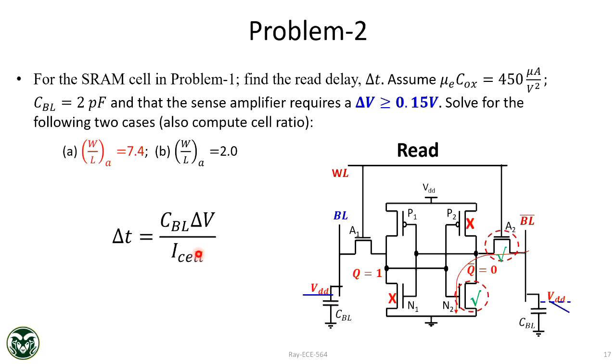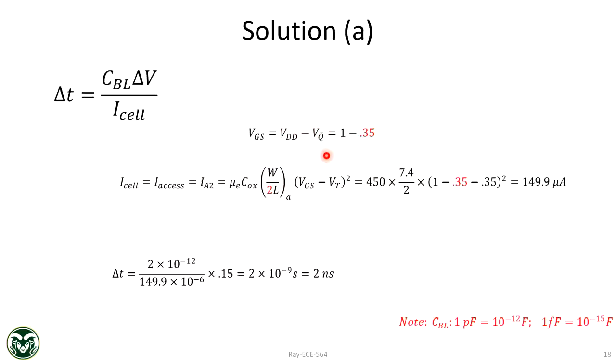With ICEL, what current will you be using? It is an equilibrium current you have to use. And equilibrium current depends on VQ bar. So for A, what is your VQ bar? VT. That's what we derived, right? A is the extreme aggressive design, so VQ bar is your threshold voltage. So that's what you need to plug into your equation. So VQ bar is VT, 0.35. From that you can find VGS, plug it in here, and you find 149.9, or 150 microamp.